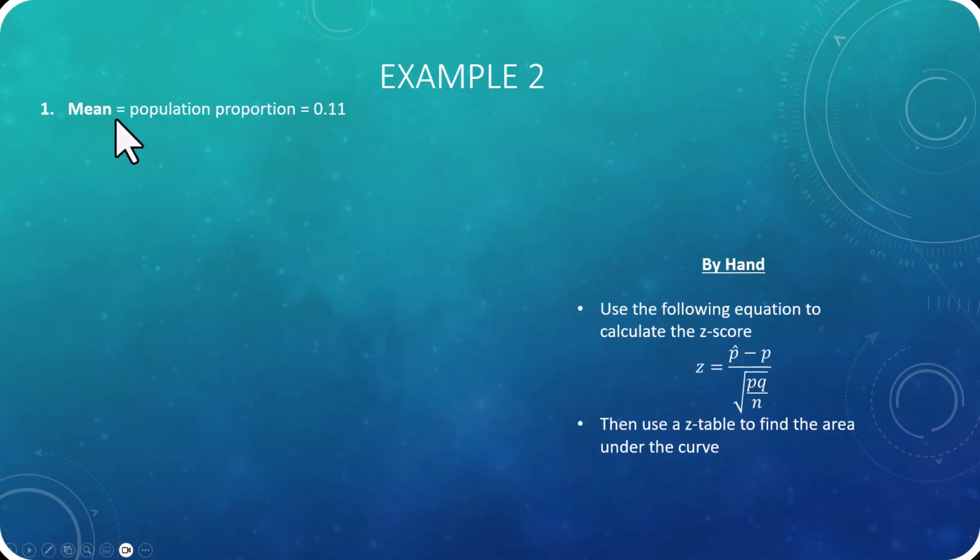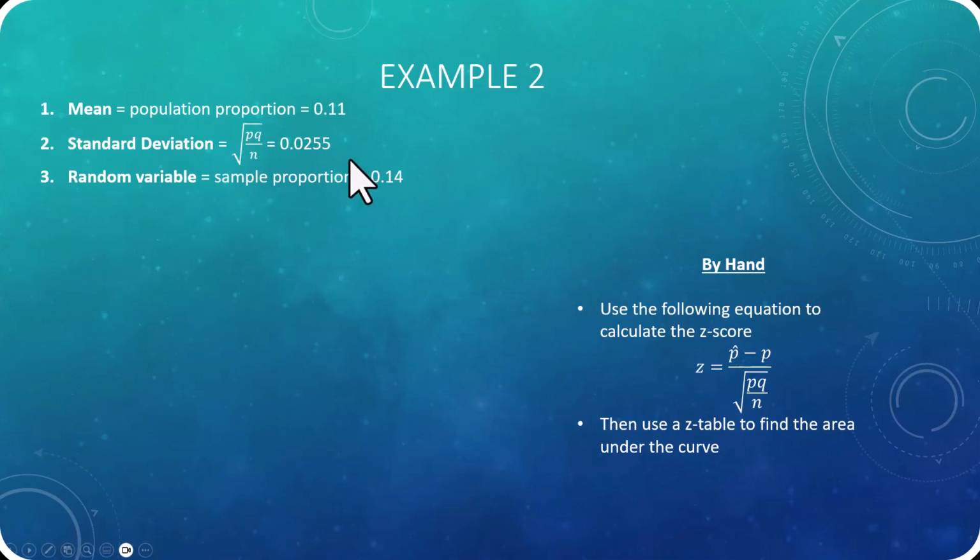Well, our mean is not really a mean, right? Because remember, we're working with qualitative data, but we treat the population proportion as the mean, the expected value. So that's what we're going to type in for mean, even though we know we're working with categorical or qualitative data. Then the standard deviation is what we calculated. And then our random variable, the line that we're going to draw on our normal curve, and then shade left, shade right, shade in between, is our sample proportion.